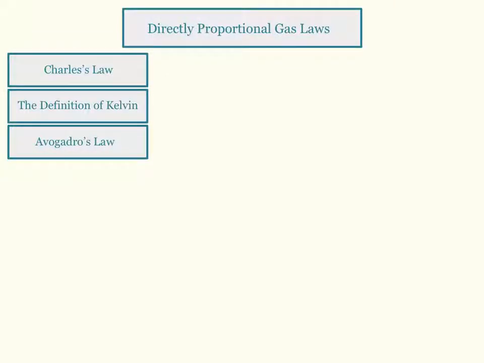In the previous video, we discussed Boyle's law, which mathematically describes the relationship between volume and pressure as inversely proportional. We would write that as pressure is inversely proportional to volume. However, the remaining gas laws are all directly proportional. This means that we can use linear equations, think y equals mx, to describe the behavior of the remaining variables in gas experiments. In this video, we will cover Charles's law, the definition of Kelvin, and Avogadro's law.